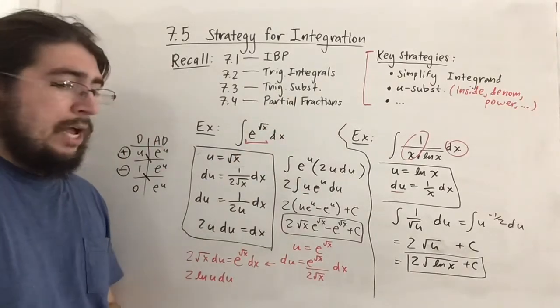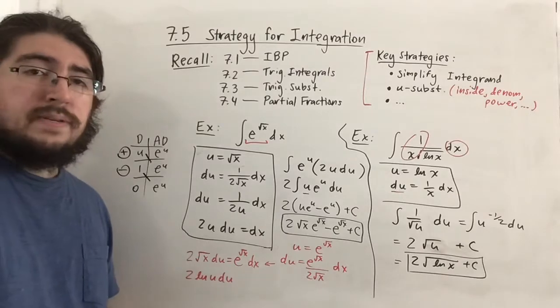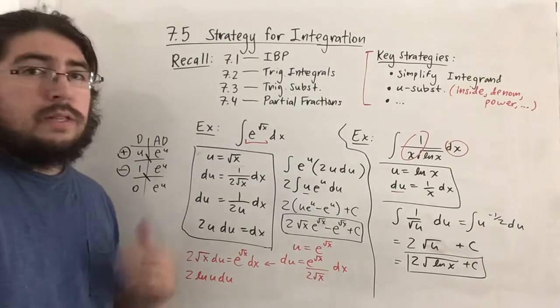Okay, now we're going to look at some more challenging types of examples, and that's really all 7.5 is about.